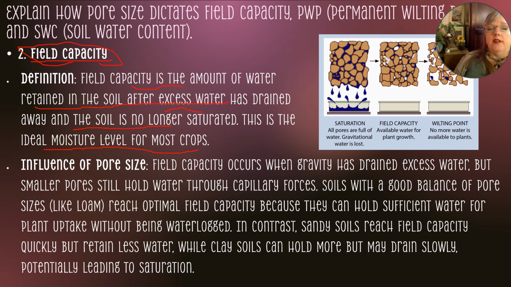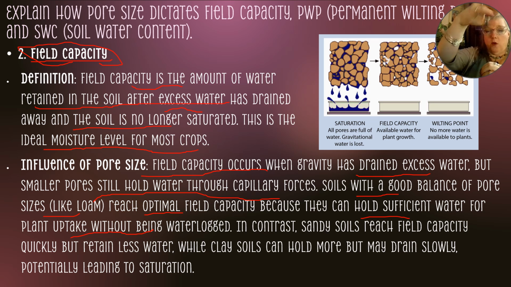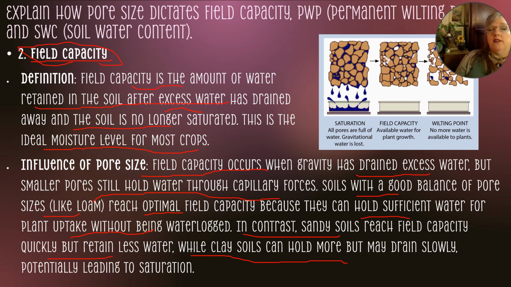And so the influence of pore size: field capacity occurs when gravity has drained off all of the excess water, but the smaller pores are still holding some water through the capillary forces. Soils with a good balance of pore size, like loam, remember that was the best one, reach optimal field capacity because they can hold sufficient water for plant uptake without being waterlogged. You want them to be able to take up their water, but you don't want them to be soaking. In contrast, sandy soils reach field capacity quickly because they hold less water, while clay soils can hold more water but drain slowly, potentially leading to oversaturation.